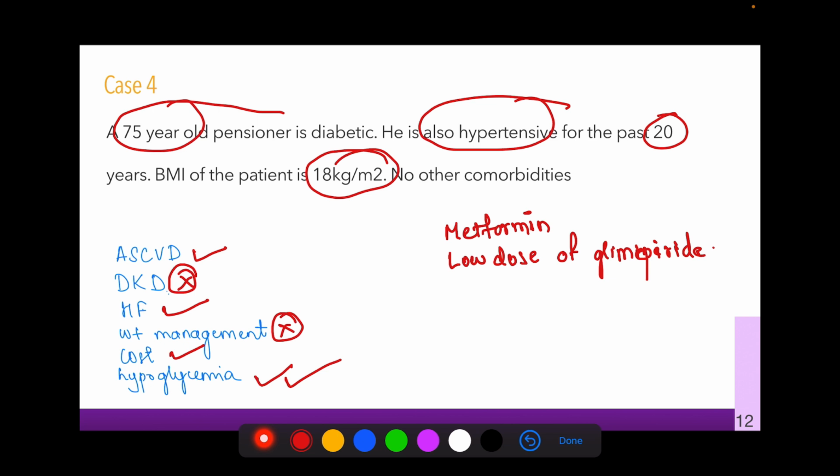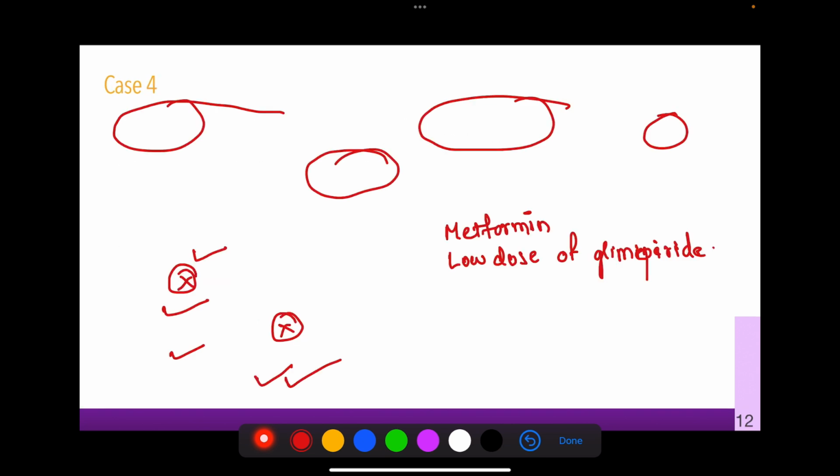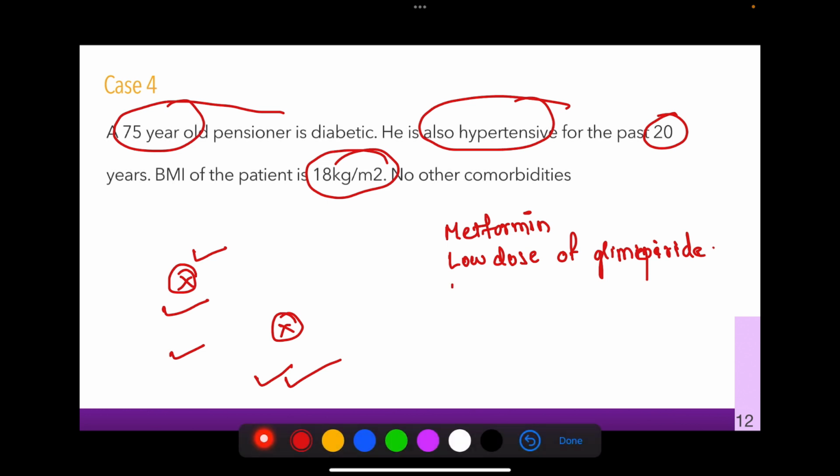Okay. Pioglitazone? Yes, you can use pioglitazone. That's not a problem. Sorry, pioglitazone cannot be used in this patient because the patient is hypertensive and there are chances that the patient might have systolic or diastolic failure. You don't use pioglitazone or thiazolidinediones in heart failure conditions. SGLT2 inhibitor, yes, you can use it.